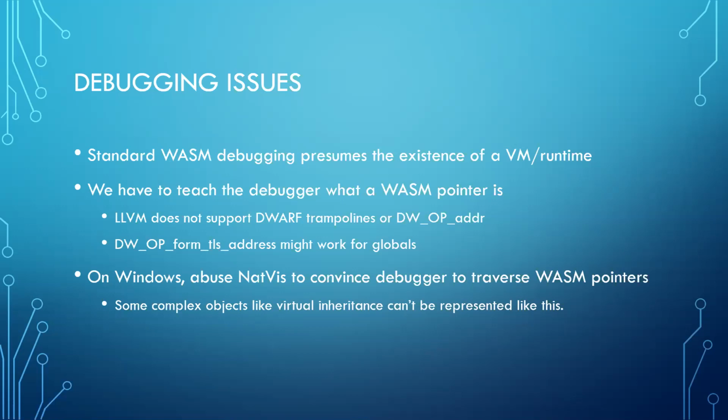Theoretically, DWARF should be able to represent all of this if we could essentially emit the proper DWARF operations to resolve all of this, but LLVM doesn't seem to support that, so we're stuck here, and this has been a persistent issue. Hopefully this will get resolved in the future somehow, but the debugging issue is mostly that everyone just assumes that the runtime exists. So if you're debugging C++ in Chrome, that's why it works.